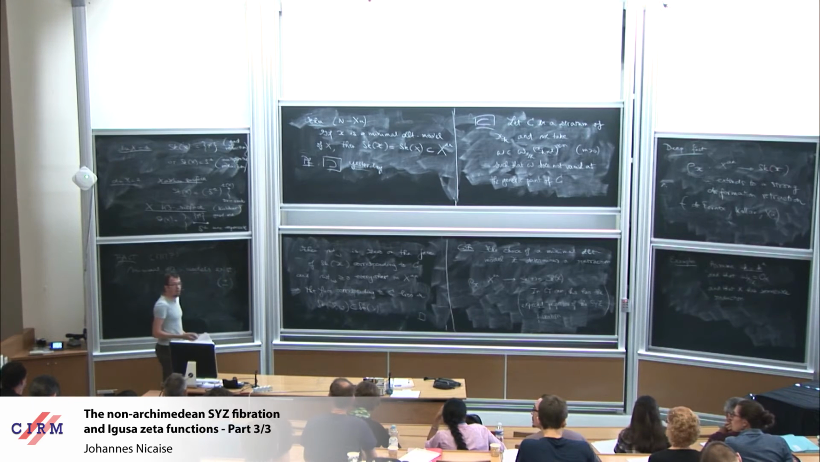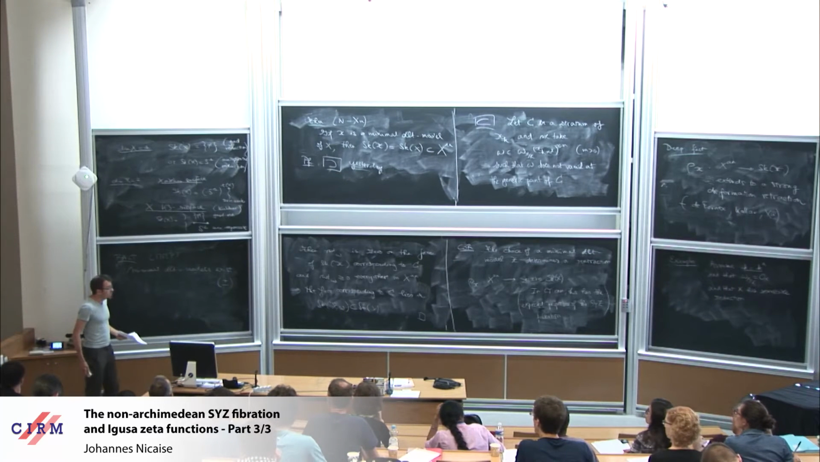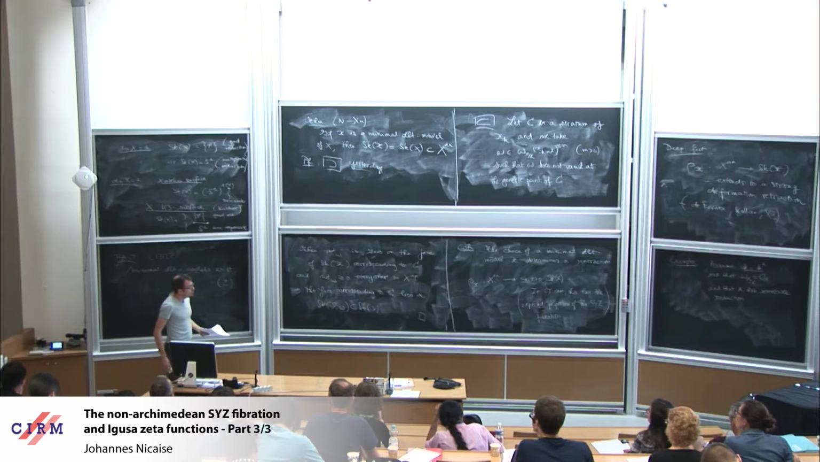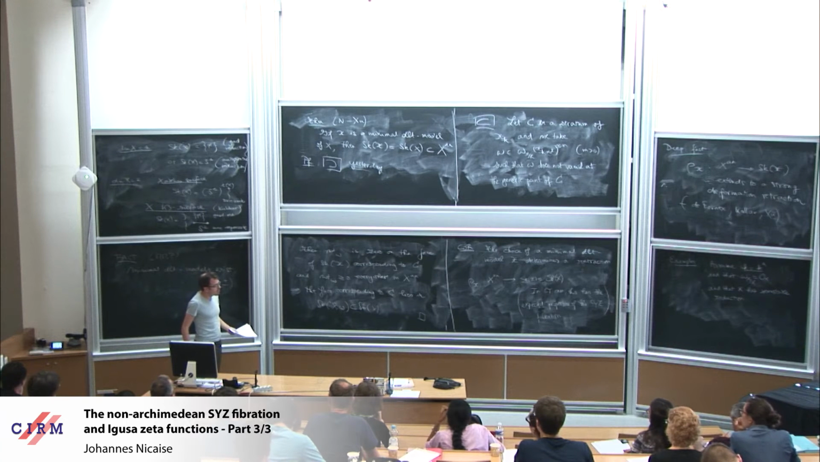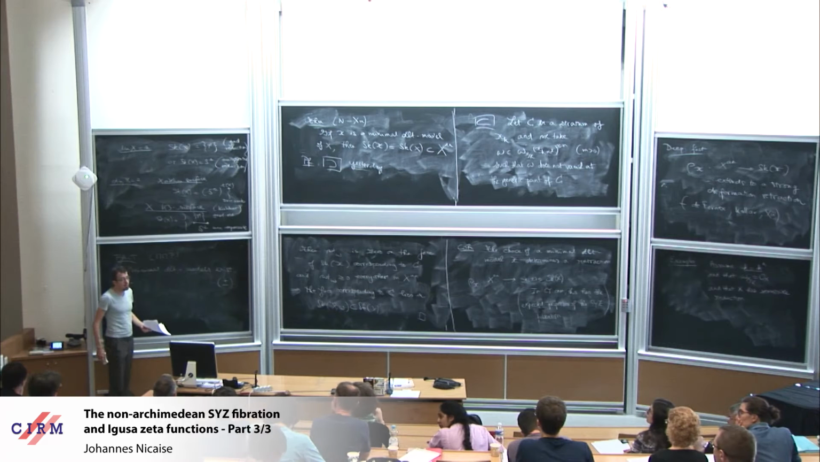So wait, when you say this picture is correct, there's also the issue with being Lagrangian. That's right. So as far as I know, it's not understood yet what is the correct analog of being Lagrangian in a non-Archimedean world. So somehow this doesn't seem to play a role in the reconstruction program.